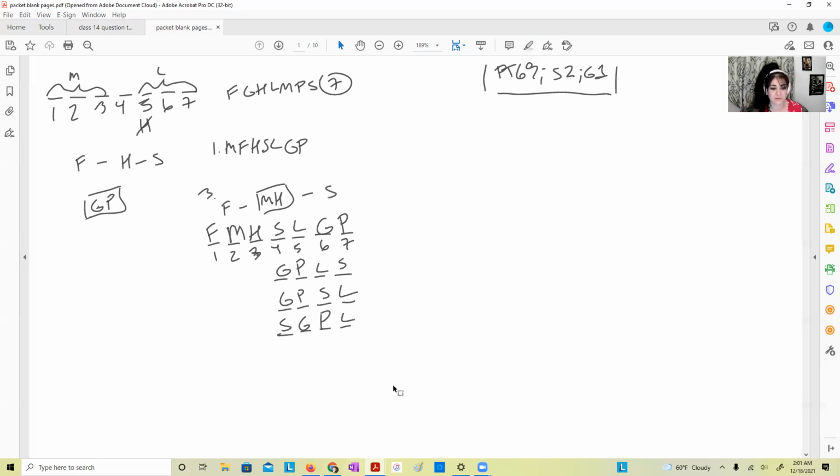So let's see what our answer choices are for number 3. Which of the following, this is a could be true. Could it be true that F is second? Absolutely not. Could it be true that G is third? No. What about H fourth? No. Could P be third? No. Could S be fourth? It could be right there and right there. So E is the correct answer choice for number 3.